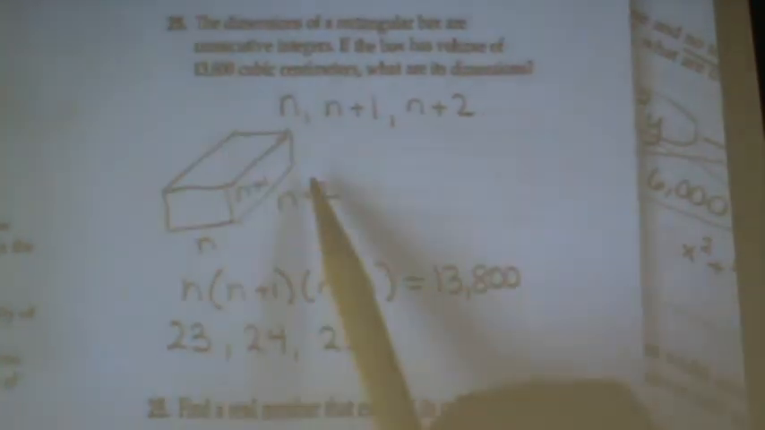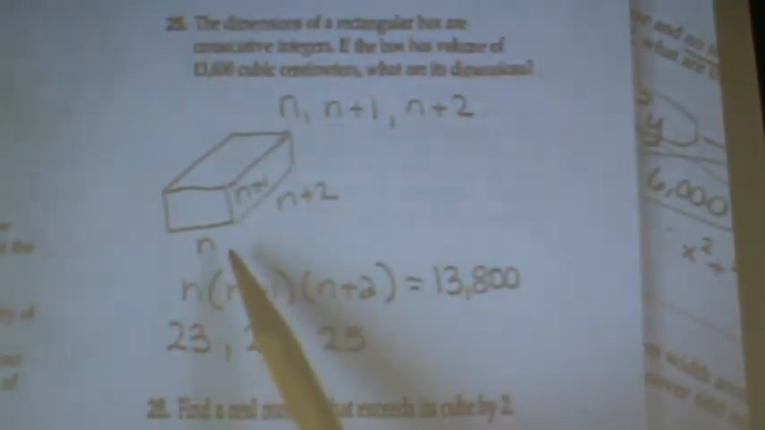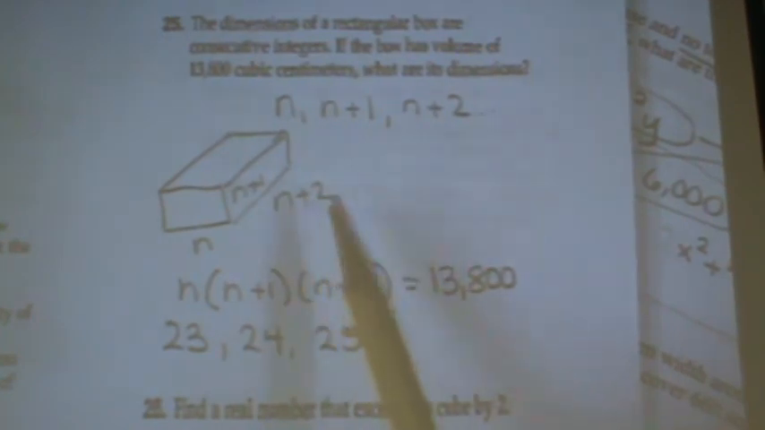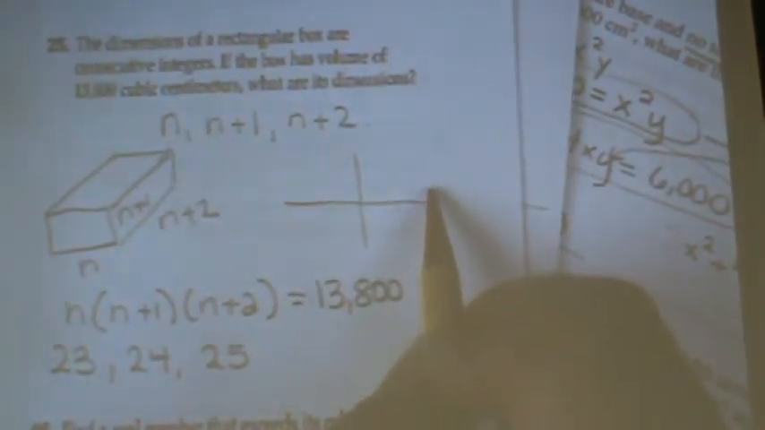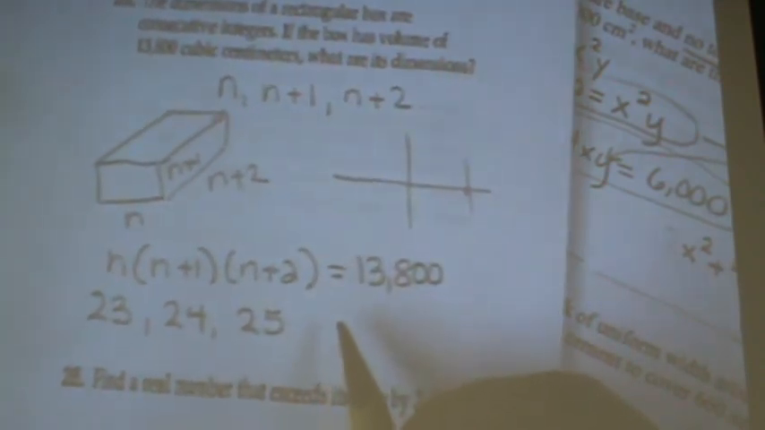So for this one, you're going to type in the consecutive integers n, n plus 1, and n plus 2, and the volume is equal to that. When you graph this in your calculator, you're going to see this line right here. You have to find that, and you may have to expand your window.